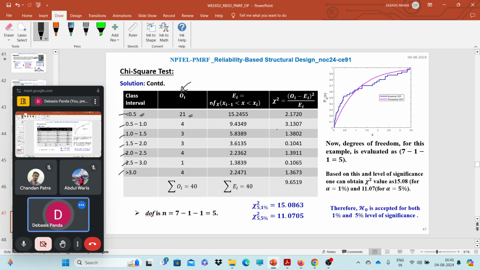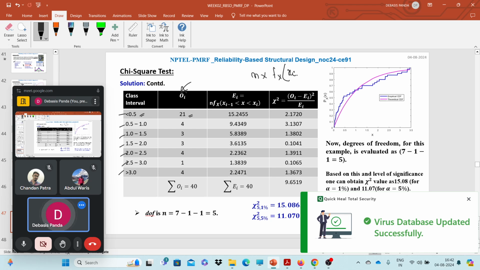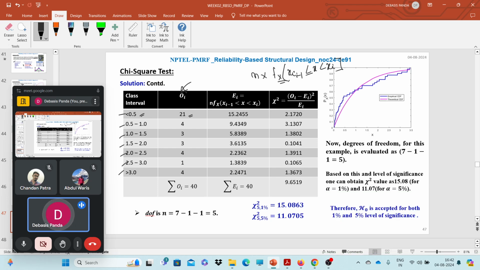Now the expected frequency is found by multiplying the number of data by the area under the PDF from x(i-1) to xi. That means the area under the probability density function from 0 less than or equal to x less than 0.5. You can also find it using a calculator. That value comes as 15.25. Now what will be the chi-square value? It is the observed frequency minus the expected frequency, squared, divided by the expected frequency, and you will get this.